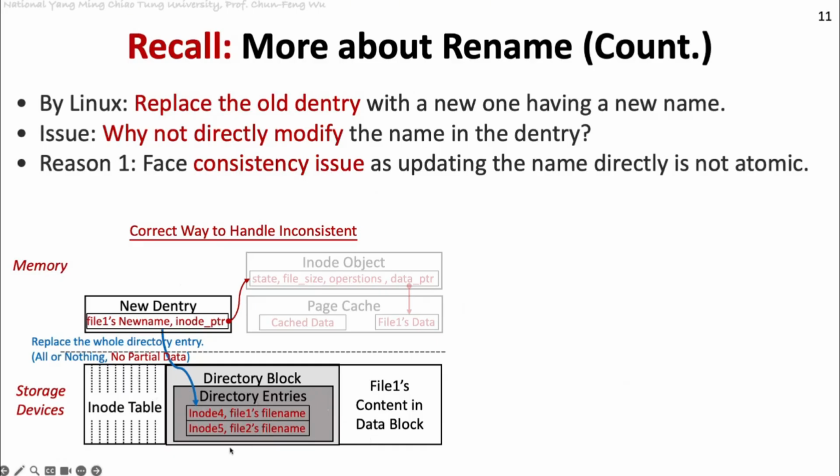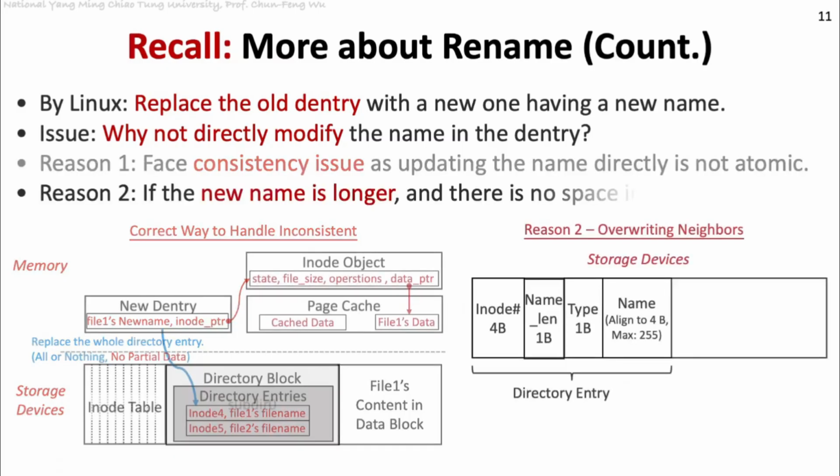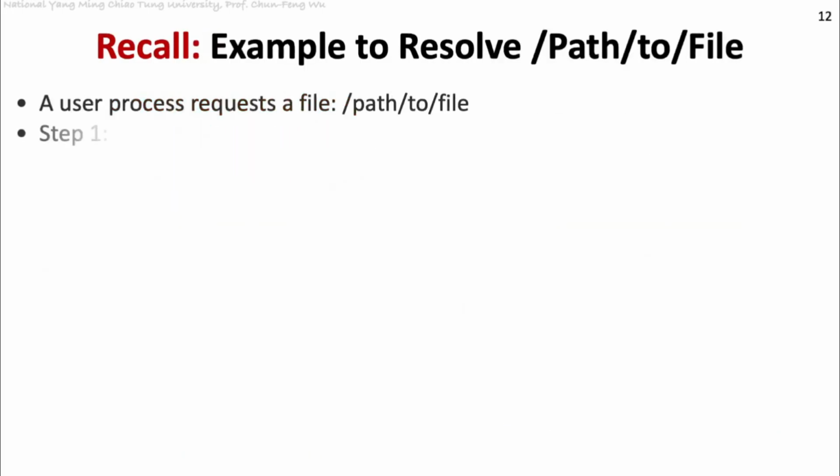So we will not update the prior name in place. In this case, this can be atomic, like all or nothing. Either you succeed or you can roll back to your prior name. Okay, so this is how to make sure of consistency. I think there's another reason here, but let me skip it. I think this is quite intuitive, so you guys can figure out how it works.